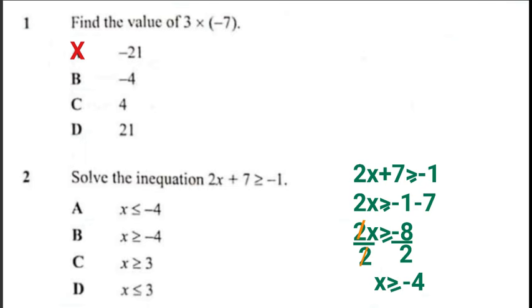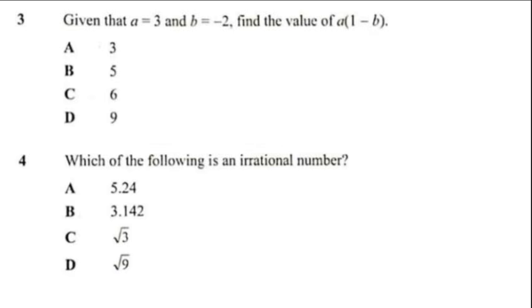Okay, we can go to question number 3. Question 3 was as follows. Given that A is equal to 3 and B is equal to -2, find the value of A, open bracket, 1 minus B, close bracket. What I'm going to do here is write the expression here. Then I'm going to replace every letter by its value. So A is equal to 3, open bracket, 1 minus B, where B is equal to -2, so it's going to be minus -2, like that.